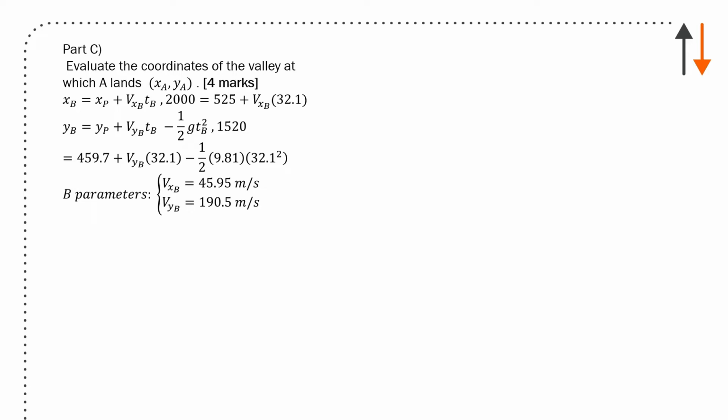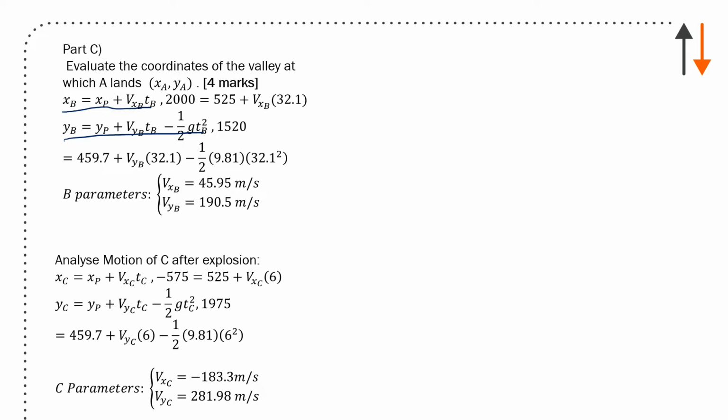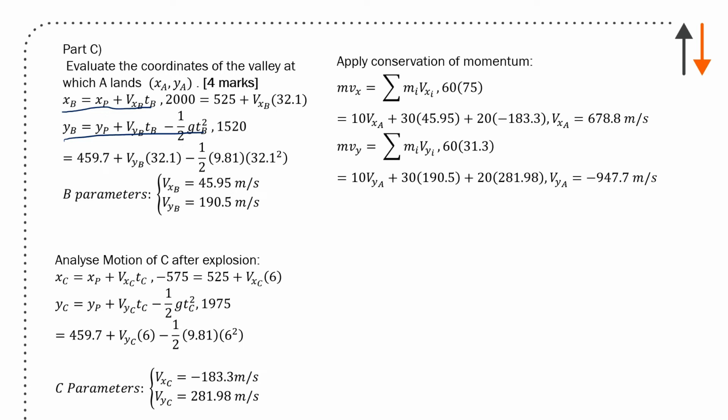Evaluate the coordinates of the valley at which A lands, so 4 marks for that. Again, you're just using projectile motion expressions here. So there and there. And you can calculate that to be 45.95 meters per second and VYB to be 190.5 meters per second. And you get all of the positions. Analyze the motion of C. C parameters are given. Sorry, both of these are just giving you parameters.